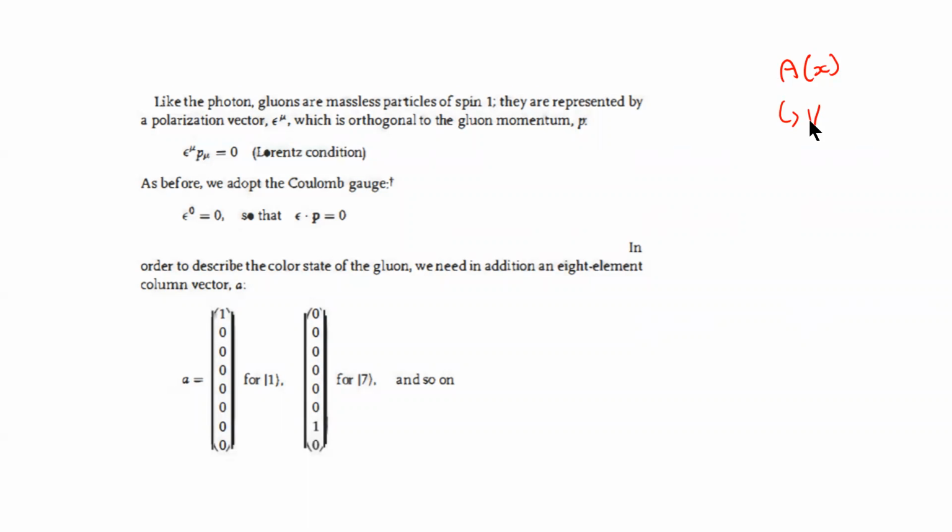Maxwell field that described the photon, right? So this was for the photon state described by the Maxwell field. So in addition, the gluon field is also going to be described. We were going to borrow this theoretical apparatus from the Maxwell field that described the photon, but in addition, we are going to introduce the column vector, an 8-column vector, to describe the color state of the gluon. So that is what we are doing here.